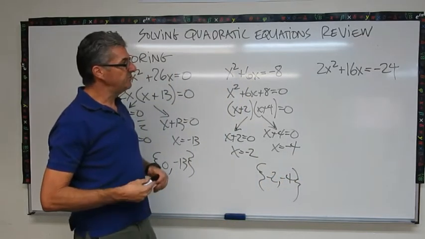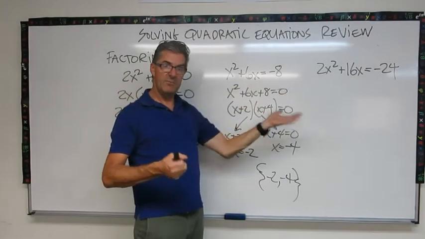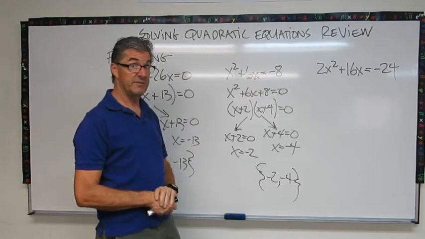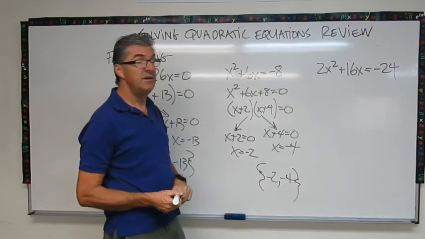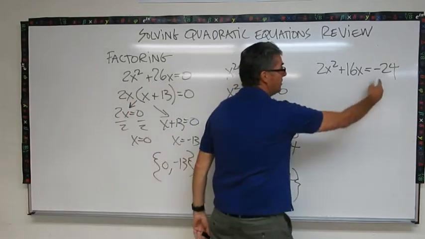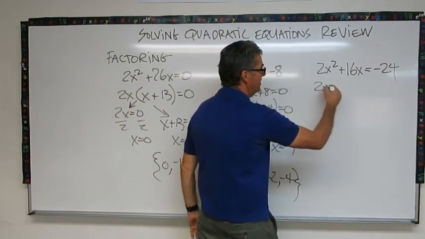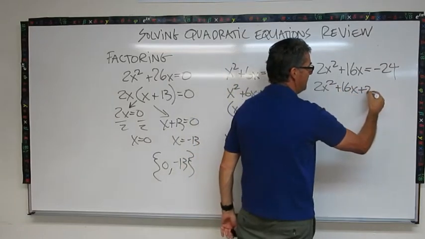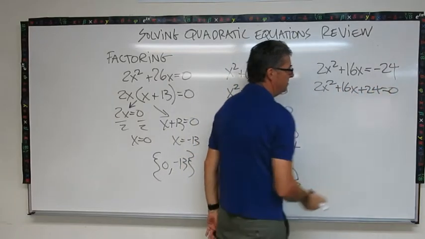Okay, now the last one. Check this one out. If you'd like, pause the video, see if you can do it. I think it's the most complicated of all three that we're working on here. Okay, let's see how you did. First step, I need a 0 on one side. I'm going to add 24 to both sides. 2x squared plus 16x plus 24 equals 0.